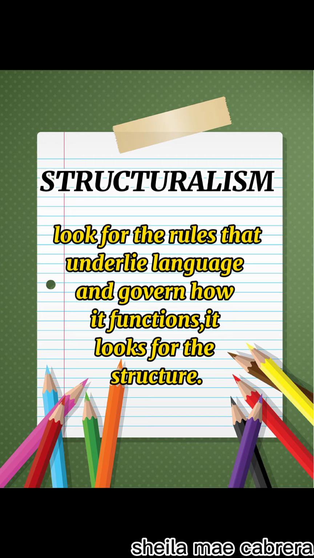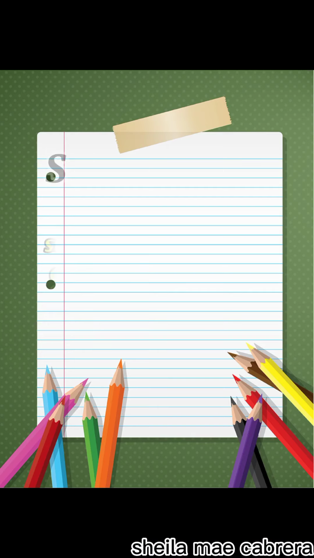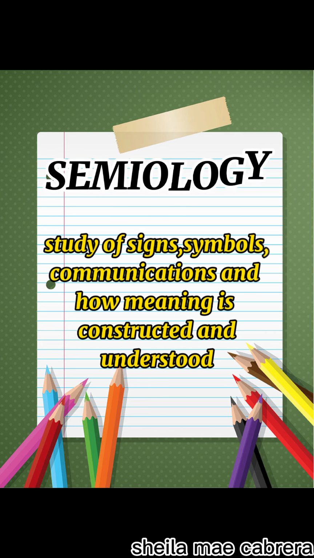Structuralism doesn't look for the causes or origins of language, but looks for the rules that underlie language and govern how it functions. It looks for the structure. Structuralism is about finding the fundamental basic units or elements that make up any system and discovering the rules that govern how these units can be combined. And it is closely related to semiology, the study of signs, symbols, communication, and how meaning is constructed and understood.